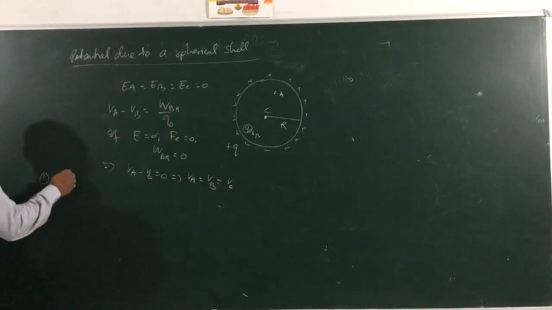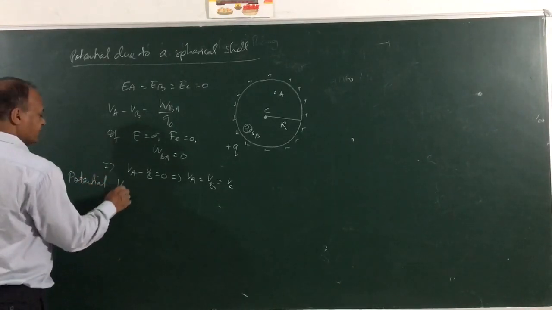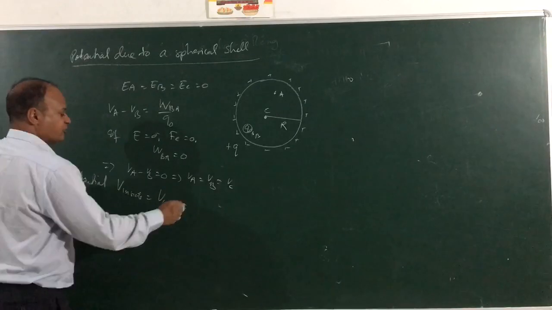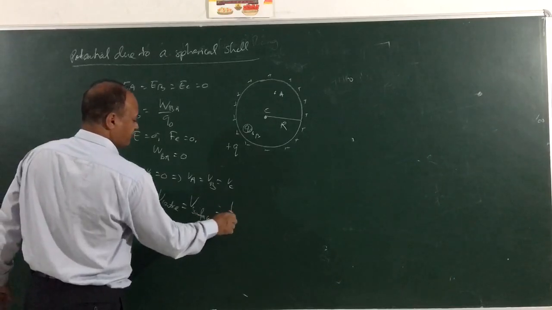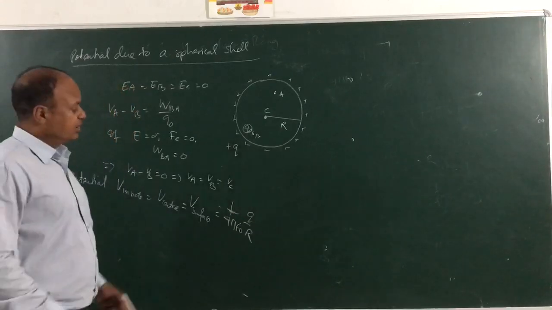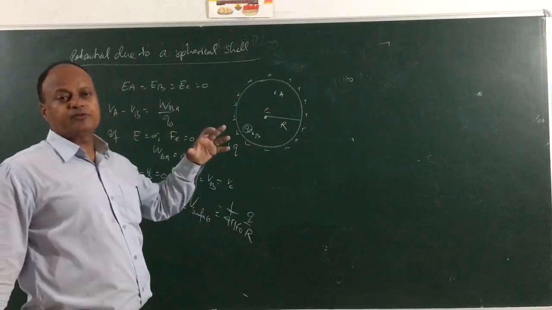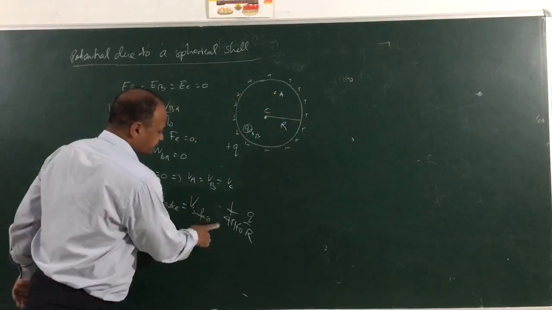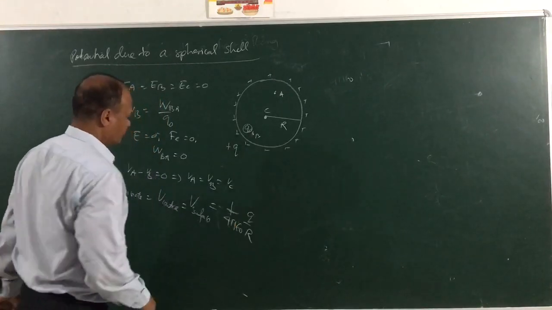Number 1, potential V inside will be equal to potential at the center, and this will be equal to potential on the surface. And this will be 1 by 4 pi epsilon naught Q by R. Very important result. Potential anywhere inside as well as at the center will be the same in the case of a charged spherical shell. And what will be its value? 1 by 4 pi epsilon naught Q by R. Right? Take this as the first result.